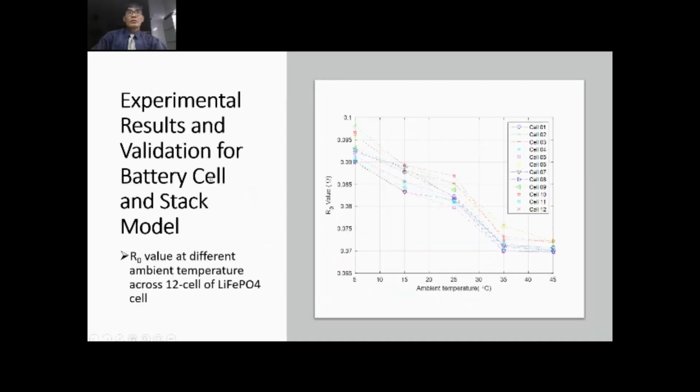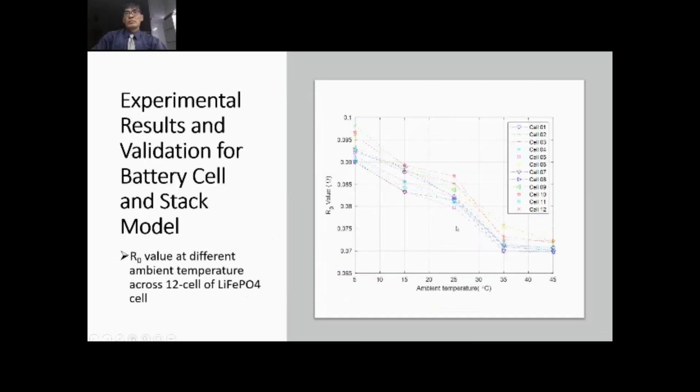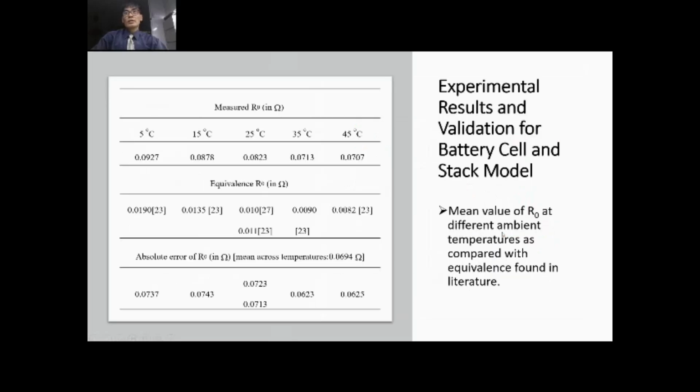So the experiment results continue. R0 at different ambient temperatures across 12 cells. We don't just look at only one cell, we look at 12 cells, and these are the 12 curves that you see. We follow a similar trend of this exponential decrease for different cells. This is only 12 cells. If you work on more cells, you can find that there will be some deviations.